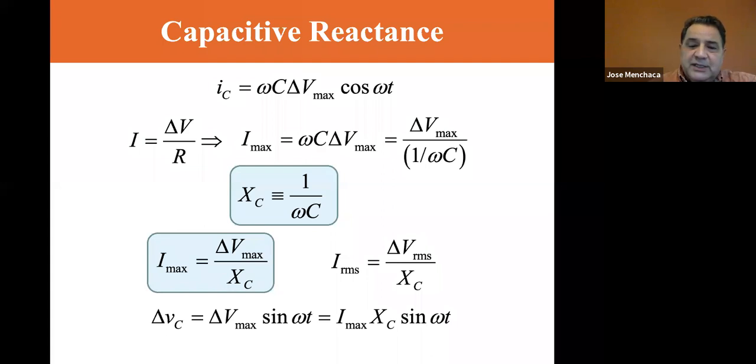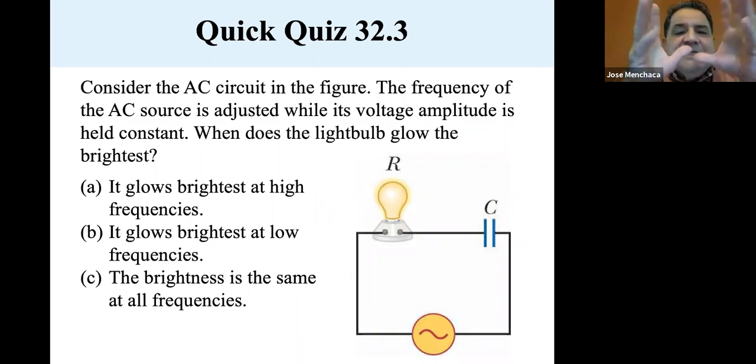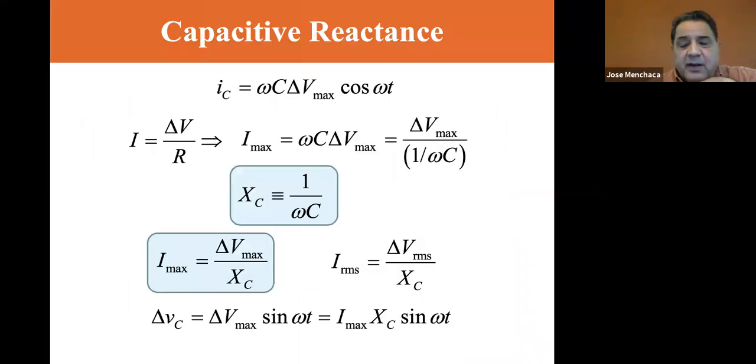Let's see, consider the AC circuit in the figure. The frequency of the AC source is adjusted while its voltage amplitude is held constant. When does the light bulb glow the brightest? It glows the brightest at high frequencies. It glows the brightest at low frequencies. The brightness is the same at all frequencies. Well, let's go look at our equation.